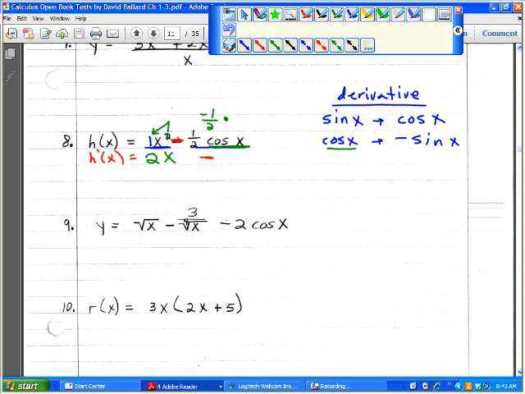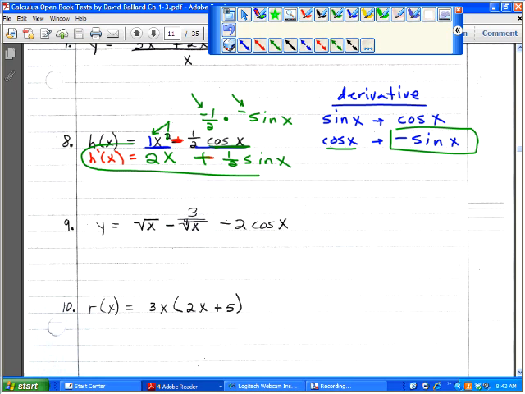And what is the derivative of cosine x? Negative sine x. So we have negative 1/2 times negative sine x. Now, a negative times a negative is a positive, so that turns that into a plus 1/2 sine x. Now, those are not like terms, so that's as good as it gets. Okay? Any questions on number 8?